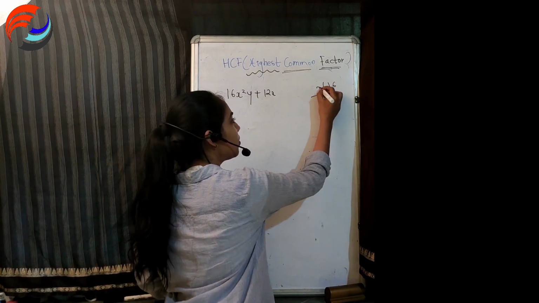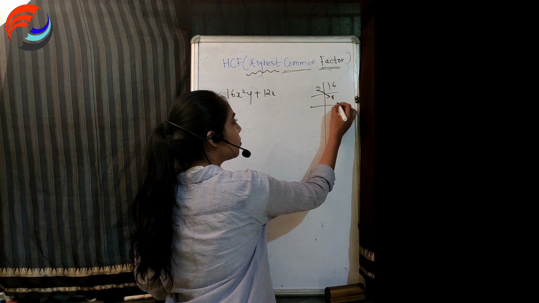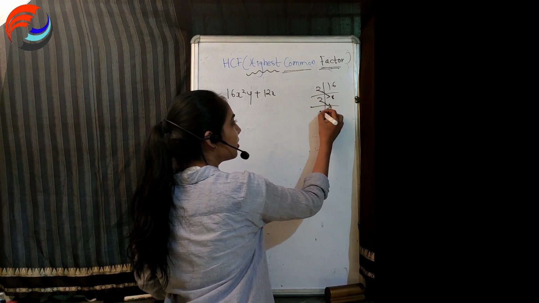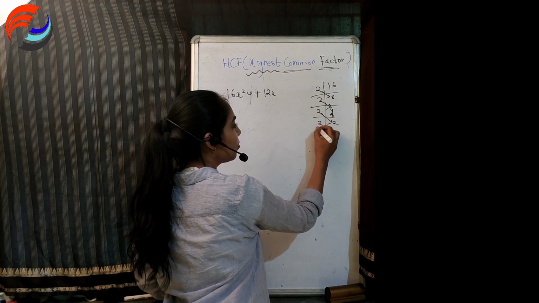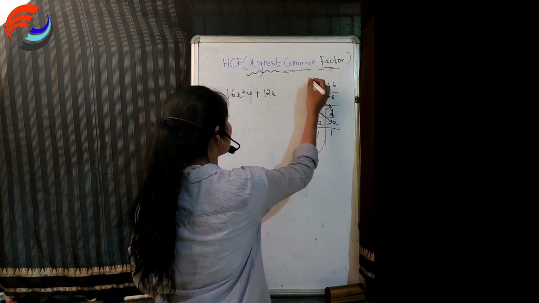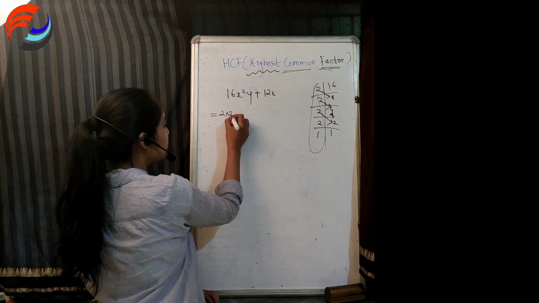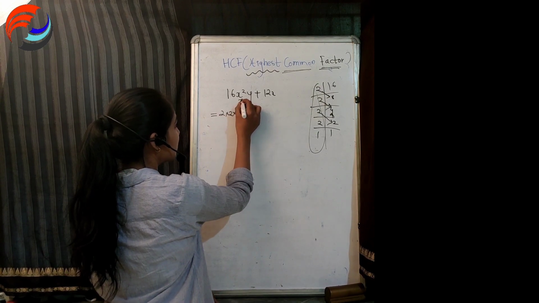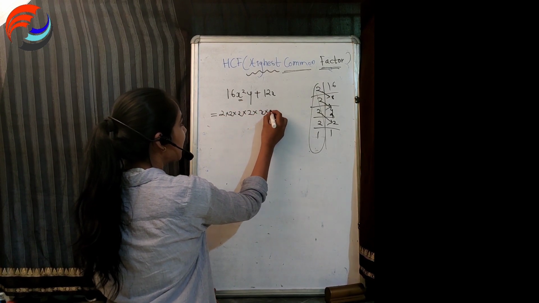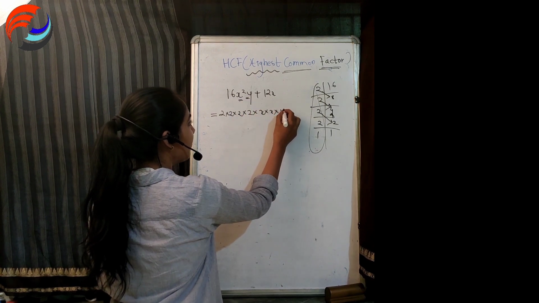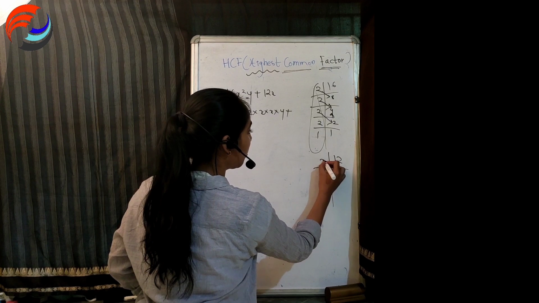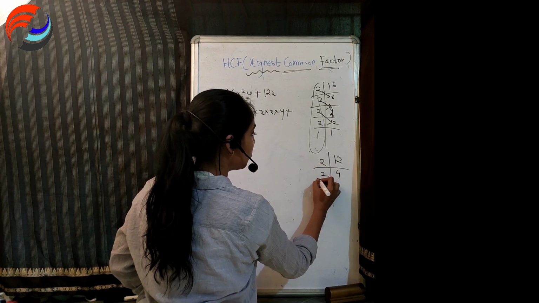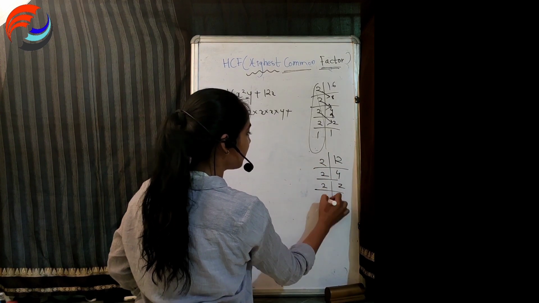So 16: 2 eights are 16, 2 fours are 8, 2 twos are 4, 2 ones are 2. So the factors of 16 are 2 multiply 2 multiply 2 multiply 2. x square is x multiply x, and y multiply y, plus 12x. The factors of 12 are: 2 sixes are 12, 2 threes are 6, 3 ones are 3, put 1 here.